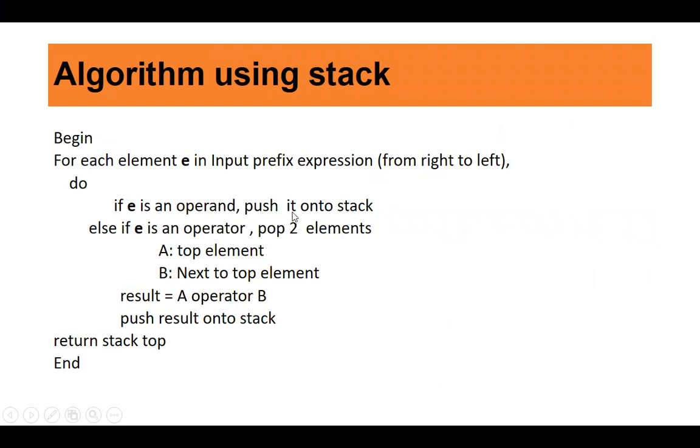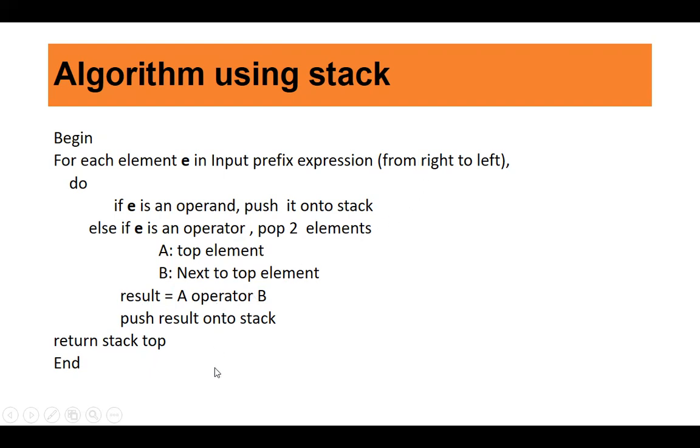So if E is an operand, push it onto the stack. Else if E is an operator, then pop out 2 elements, that is operand 1, operand 2, right? And carry out the operation and push back this result onto the stack. And at the end, stack top will point to the result of the evaluation. The same thing like what we had in case of solving a postfix expression. The difference here is you are reading from right to left, and another difference, there we had the result equal to B operator A, but here you have A operator B. These are the 2 changes when compared to solving a postfix expression.